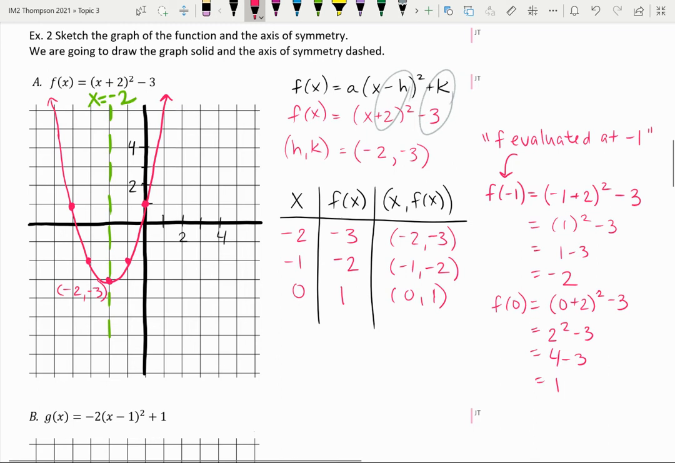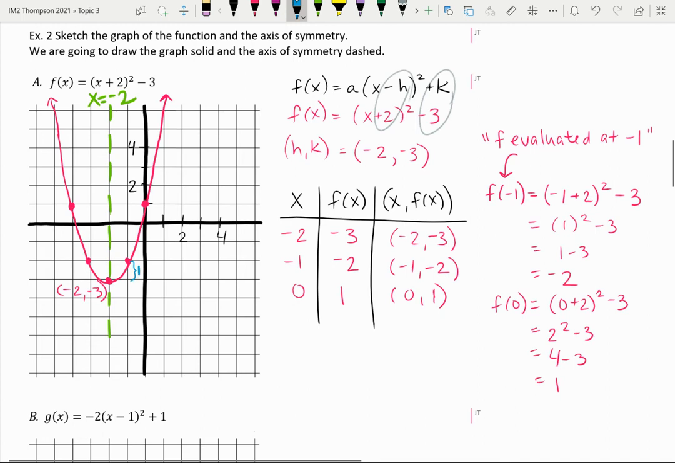So if I go over 1, I go up 1. Over 1, up 3. Over 1, up 5. And that pattern will continue as long as A is 1. So I'm going to write some notes about that.